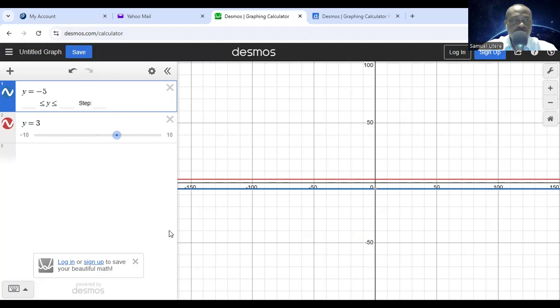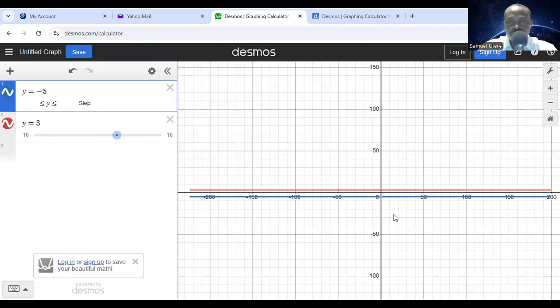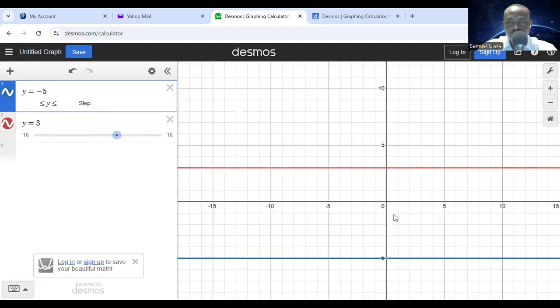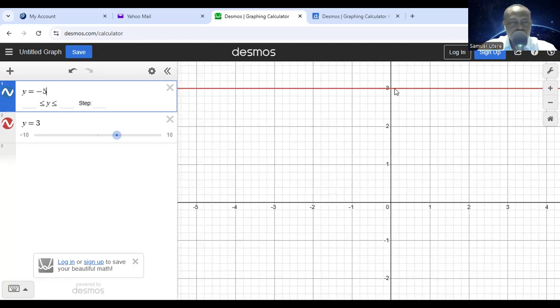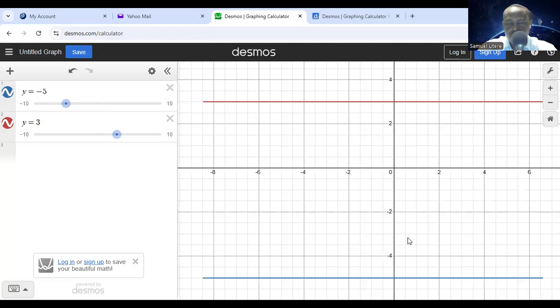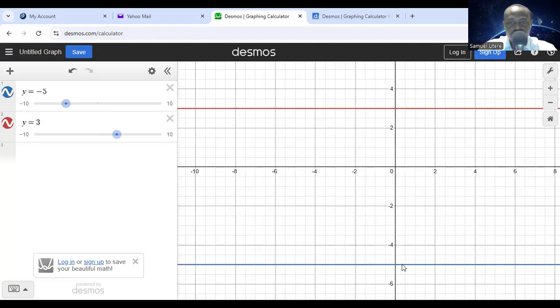Okay. So y equals, this goes through the y-axis at those numbers on the y-axis. So if we zoom in, we will see the numbers. Okay, so you can see y equals 3. And then the other one, if we are able to move, you see that's y equals negative 5. Horizontal lines that go through the y-axis at those numbers. Let's get back to our presentation.